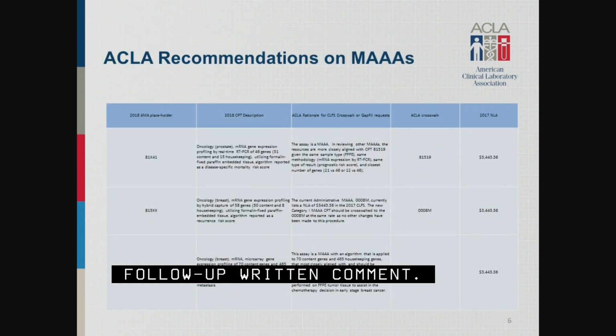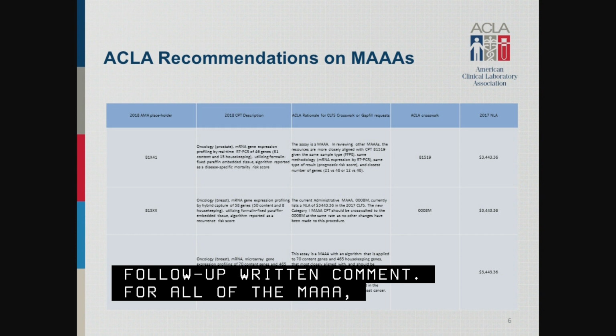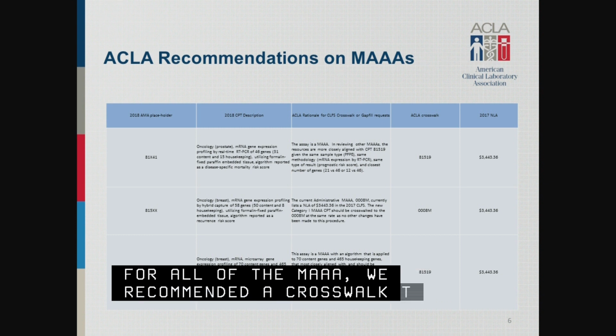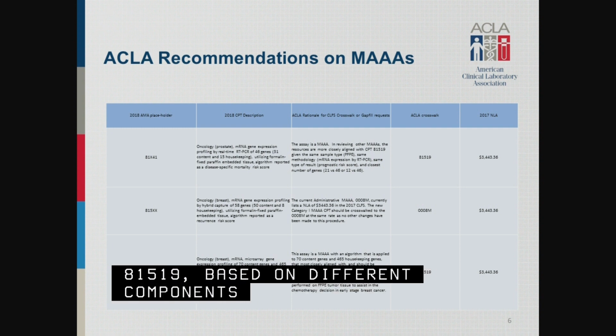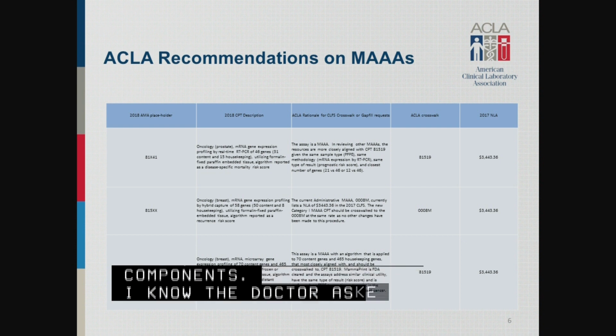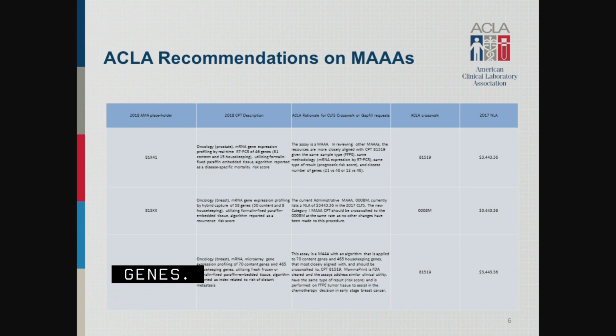Let's keep going. So for the MAAAs, for all of them, we had recommended the crosswalk to 81519. Again, that's really based on different components. I know Dr. Hambrick had asked the question about a number of genes. We think that's important. We think that's one factor to look at when you're looking at also sample type, methodology, type of result, and purpose of the test.